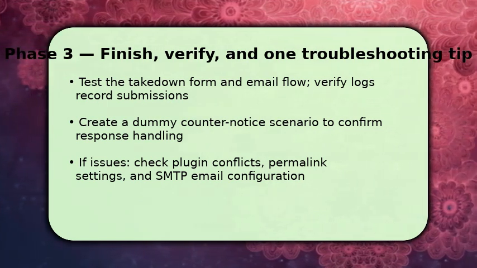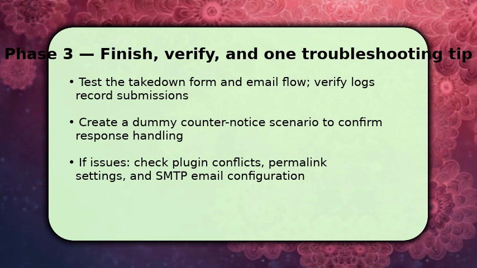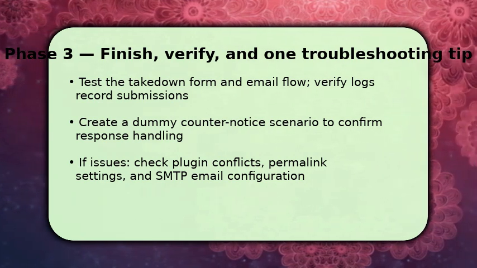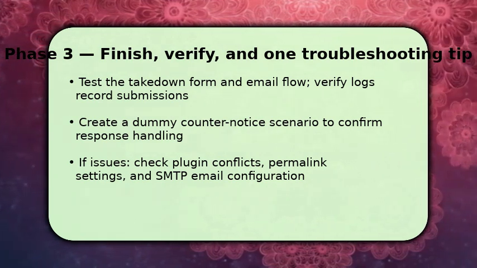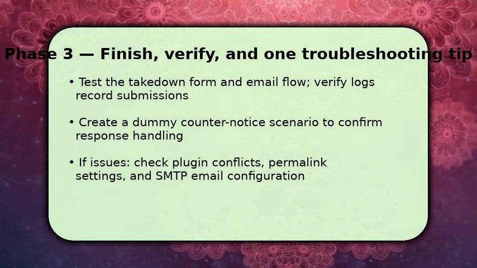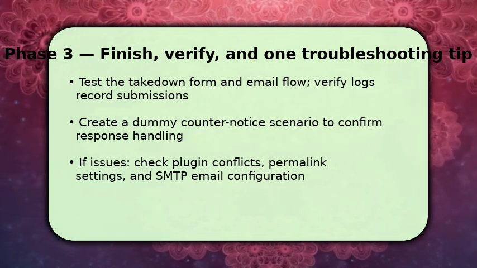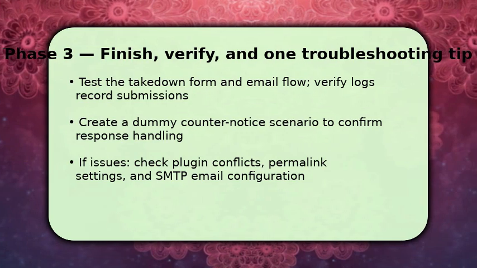If something fails, check common causes: plugin conflicts, permalink rules blocking pages, or SMTP misconfiguration preventing emails. Resolve those, then retest to make sure the DMCA system runs reliably.